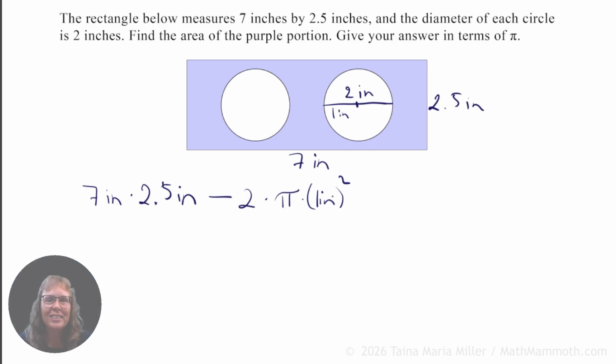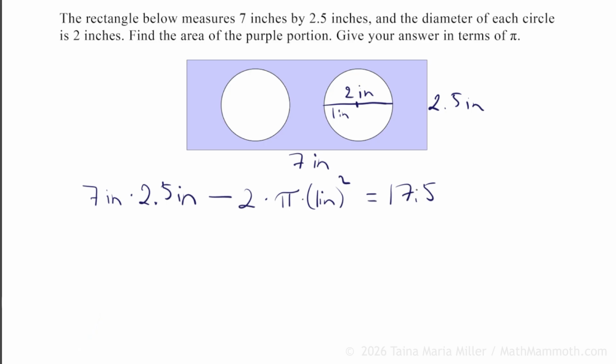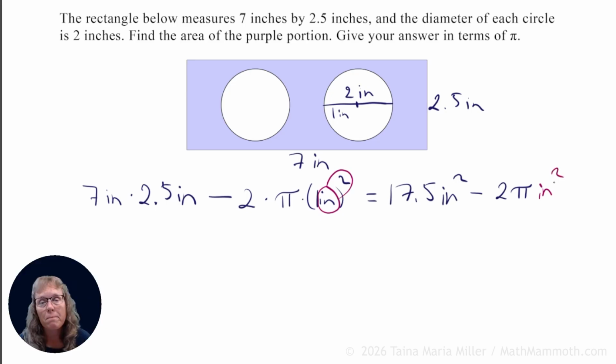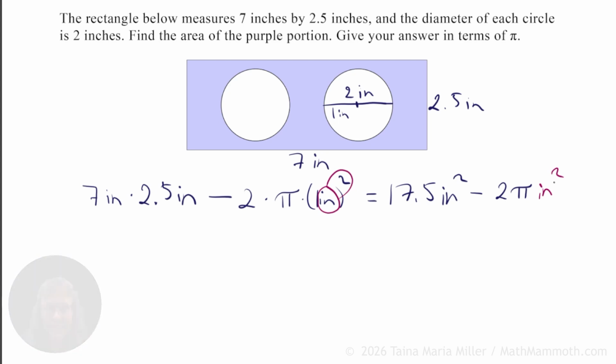And now we will simplify it. What's 7 times 2.5? Well, 8 times 2.5 would be 20. So this is then 2.5 less than that: 17.5 square inches. And then over here we have 1 squared, which is just 1. And 2 times pi times 1 is just 2 pi. But let's not forget the unit, inches, which are squared, so square inches here too. And that's our answer. We are not going to calculate it further because it says to give the answer in terms of pi. So we will leave it at that: 17.5 square inches minus 2 pi square inches.